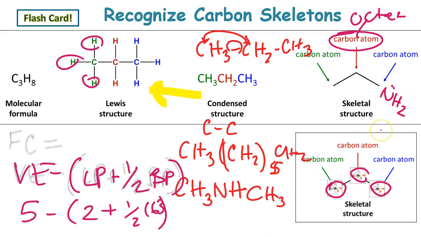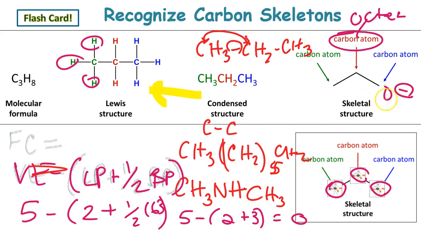1/2 of 6, because each bond is going to represent the sharing of 2 electrons, right? So this is going to be 5 minus 2 plus 3, which is going to be 5 minus 5, which equals 0. So the formal charge here is 0. That's why you don't have to write it. But anytime you have a charge that's actually attached, so let's go ahead and do this. Say you have an oxygen that has a minus charge. You must keep the formal charge that's attached to any heteroatom. Okay, so just keep that in mind.